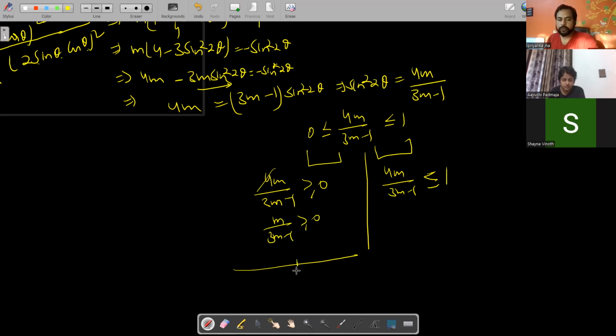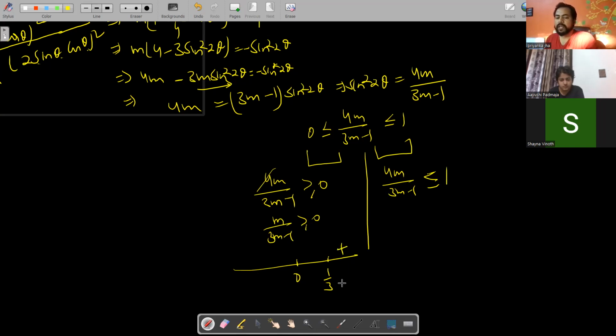So m equal to 0, and then 3m minus 1 equal to 0, so m equal to 1 by 3. Now there are 3 intervals: less than 0, between 0 to 1 by 3, and more than 1 by 3. Take any interval of your choice. I am taking the rightmost. In this interval, take any random value that is more than 1 by 3. Let me take 1. Put here 1 upon 3 minus 1. That is positive, so the entire interval will be positive.